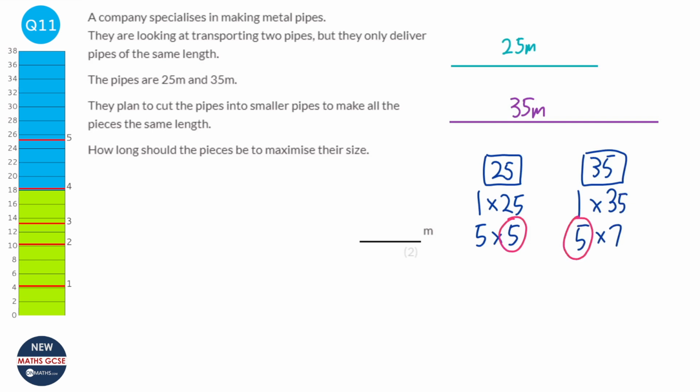So what we can do is we can cut all of these pipes into 5-meter pipes. So 1, 2, 3, 4, not to scale, and then 7 of these, so 1, 2, 3, 4, 5, 6. And so there's 7 in total. So each of these are 5 meters long, and there's no wastage. And that's the longest we can make the pipes for there to be no wastage at all. So my answer is 5 meters.